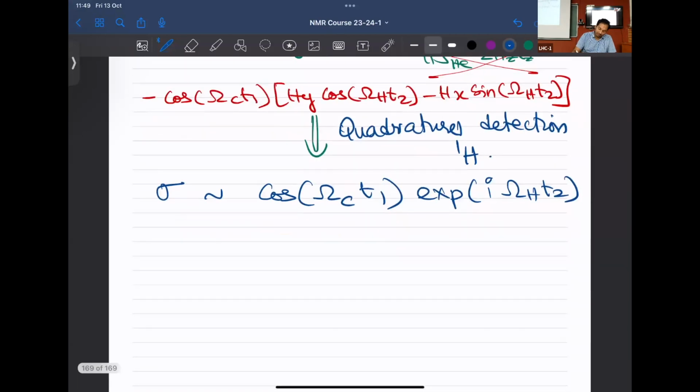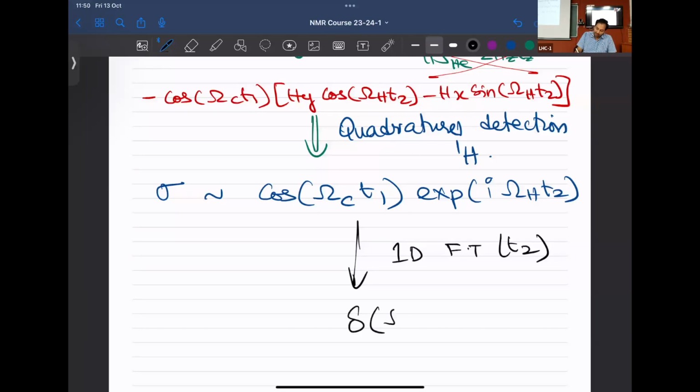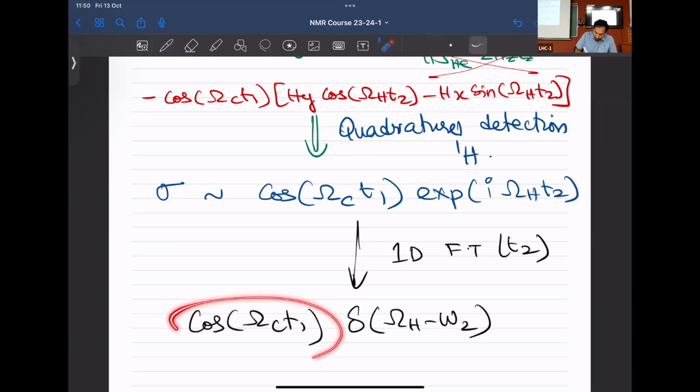Let's not be in a hurry. And let's only do one-dimensional Fourier transformation with respect to the T2 axis. What are you guys going to say? Oh, that's only going to give me a chemical shift of proton in the proton dimension. Okay. It's going to be modulated by the prefactor, which is cos of omega C T1.